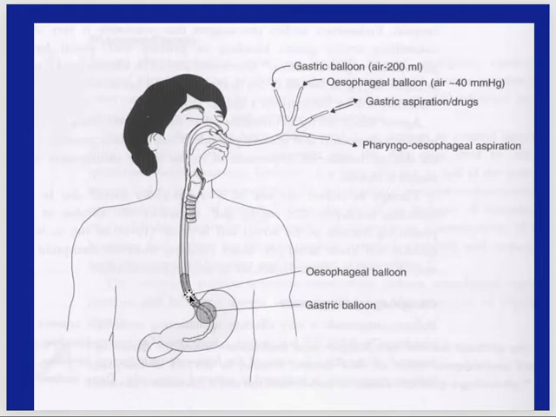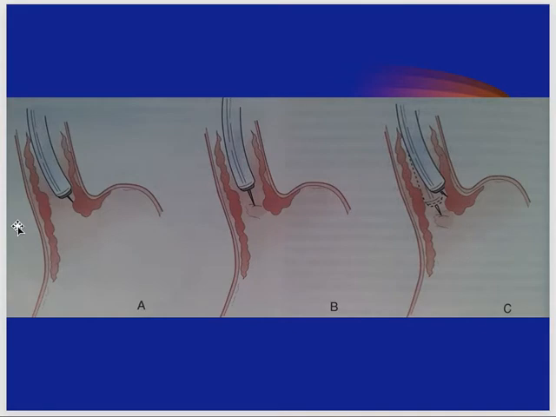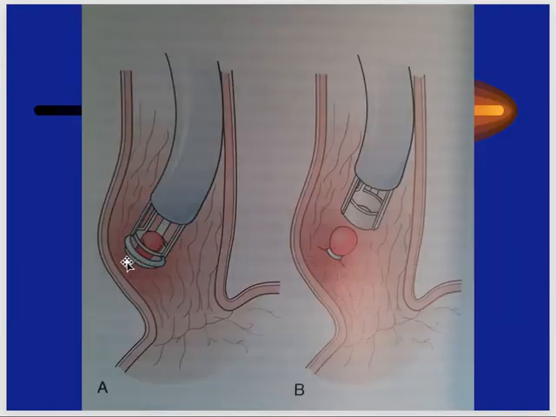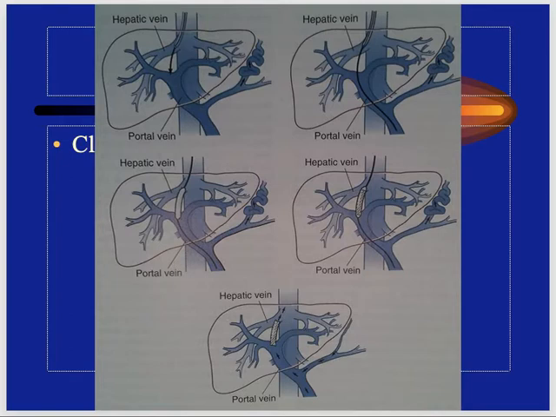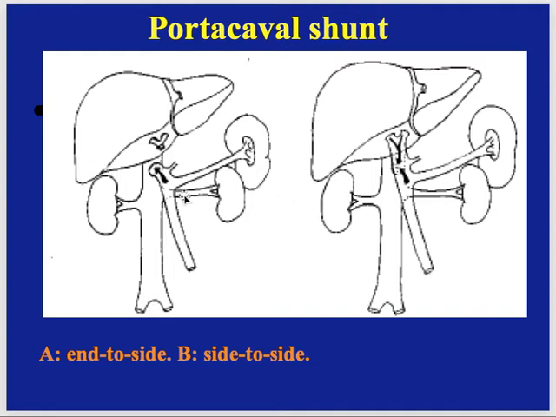There is a gastric balloon. There is the esophageal balloon. Okay, and these are for different purposes. You can see over here, this is sclerotherapy, which I showed you already. This is banding. They put a band around the bleeding esophageal varices, and this is the TIPS, and these are the shunts.